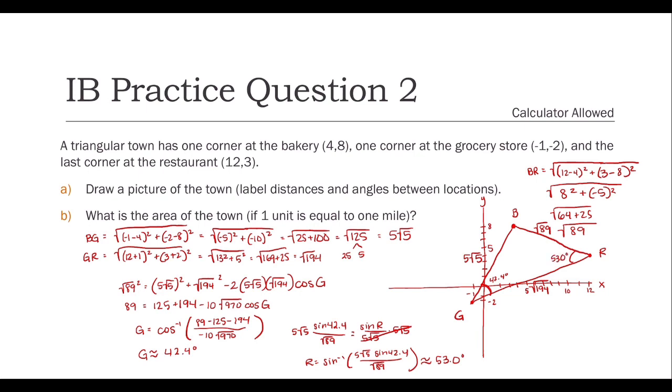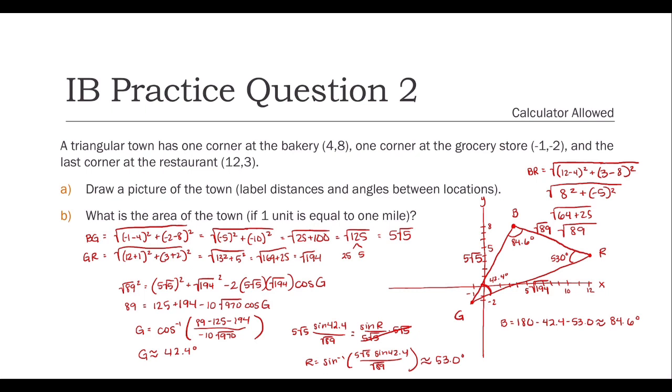So then we can find angle B by taking 180 and subtracting our other two angles. So that gives us that B is approximately 84.6 degrees. So there is the picture of the town.